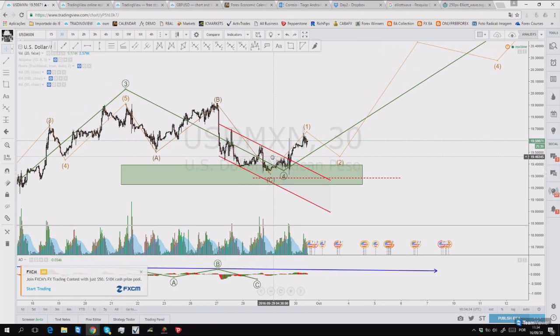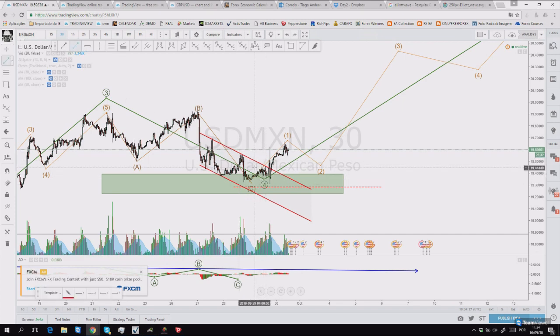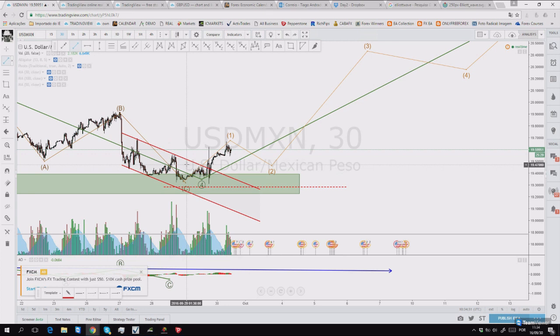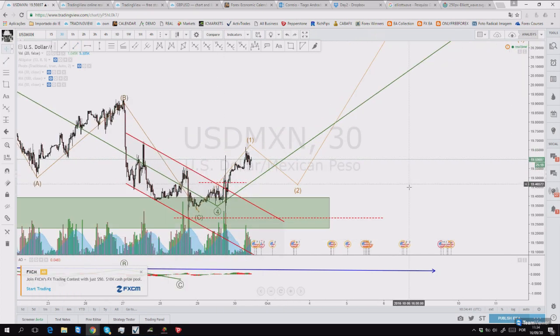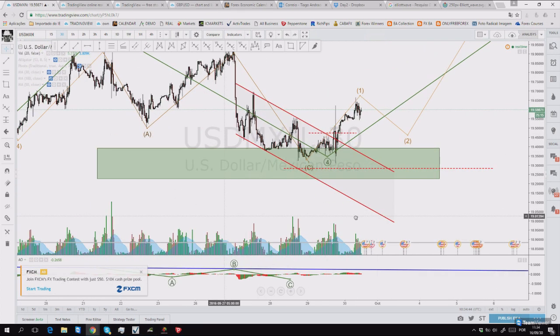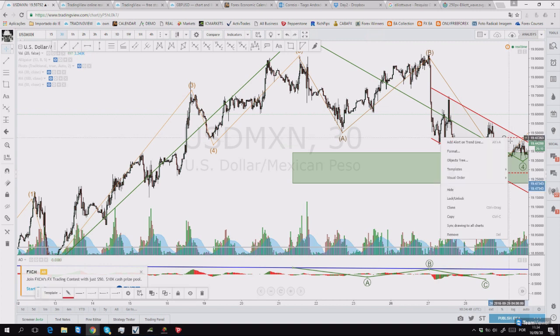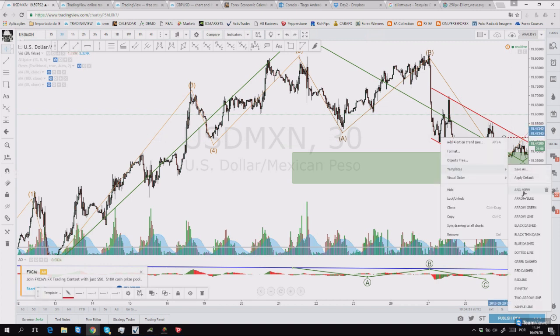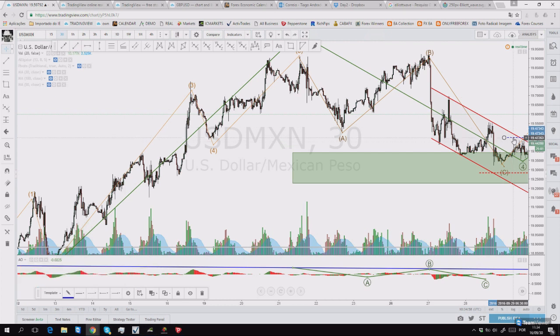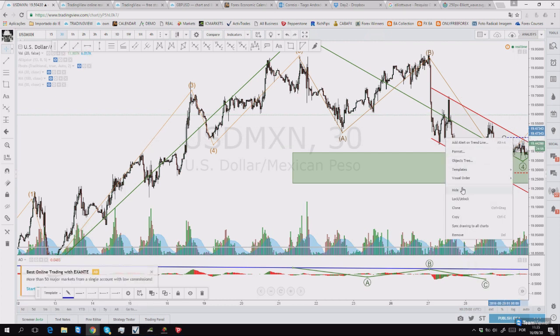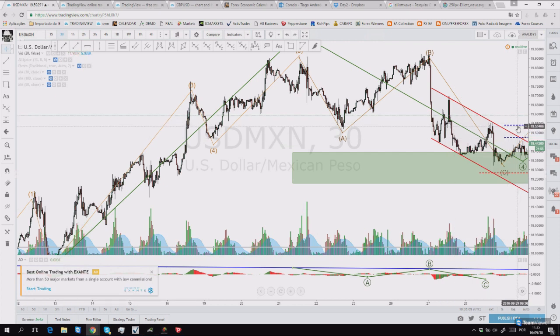If I'd enter here, I'd either be entering on the break, not on the break of the channel, but I'd be looking to enter either on the break of this high. And remember, you have this blue dashed. I'd be looking to enter either on the break of that high or on the break of this high. And my stop would be around there somewhere.